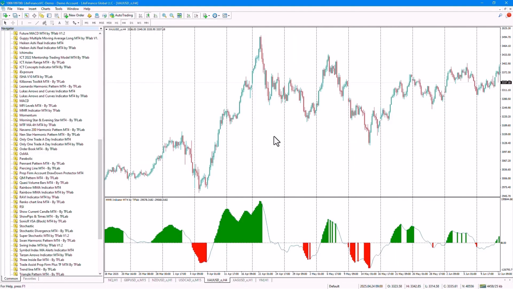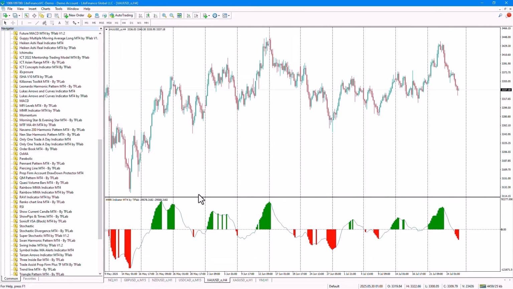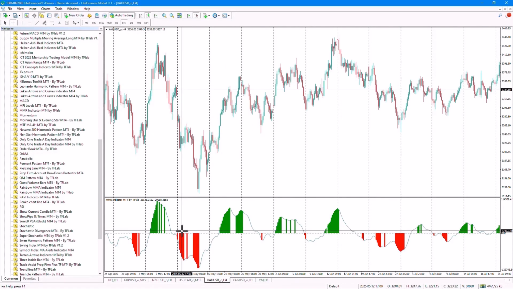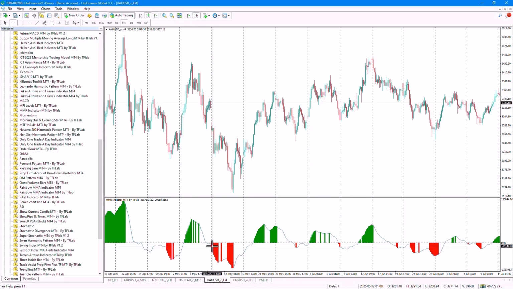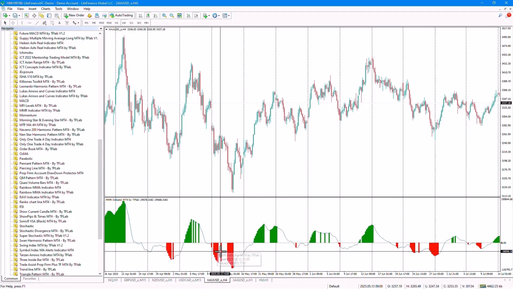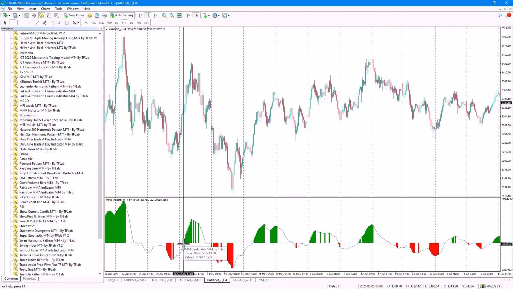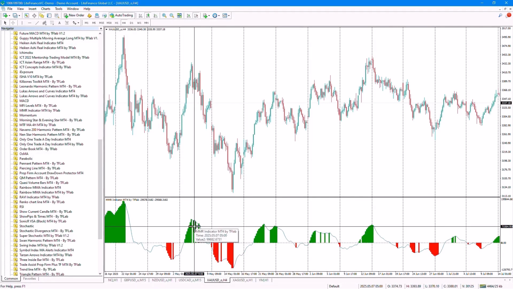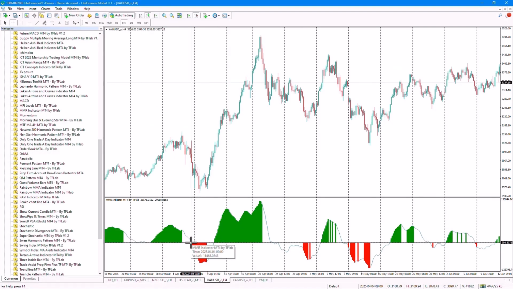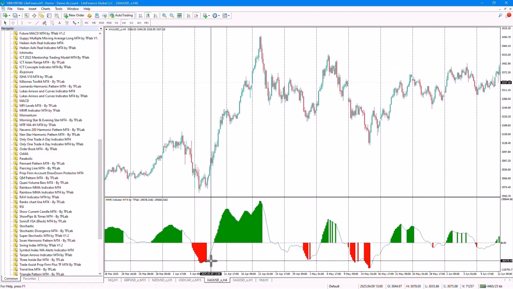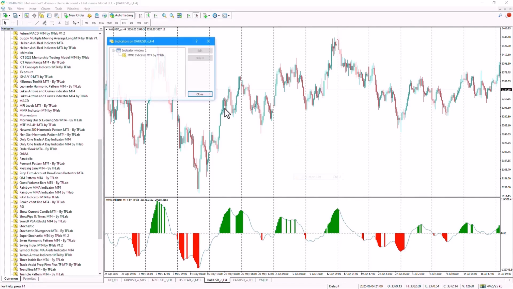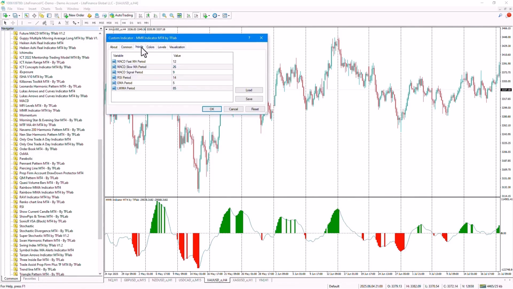When the oscillator values are above the 0 level, they are displayed in green, indicating an uptrend in the market. And when the values fall below the 0 level and are shown in red, it indicates a downtrend in the market. Traders can use the green color as a signal to enter a buy trade and the red color to enter a sell trade. In the Settings section, under the Input tab, there are options available for us.